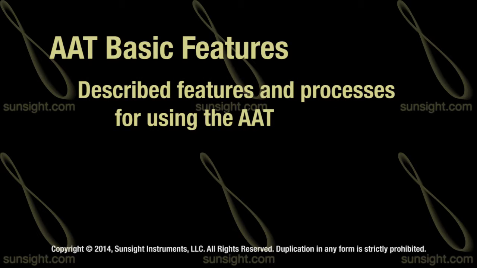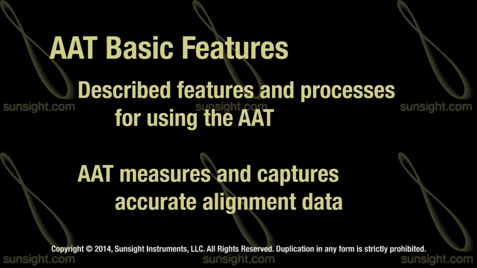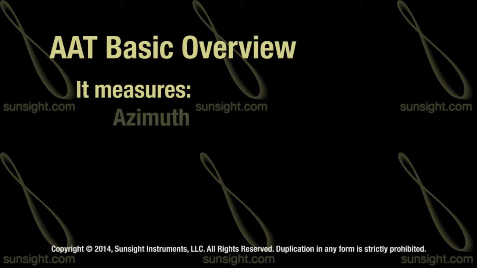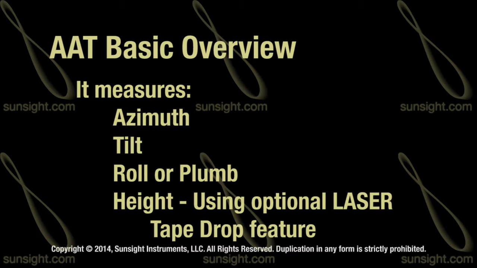In this video, we'll provide a basic overview of the AAT, and then describe its features and some of the processes for using it. The AAT is a device that can measure and capture accurate alignment data when adjusting an antenna in the field. Specifically, the AAT measures azimuth, tilt, roll or plumb, and height by using the optional laser tape drop feature, which incorporates a separate laser rangefinder that attaches directly to the AAT.